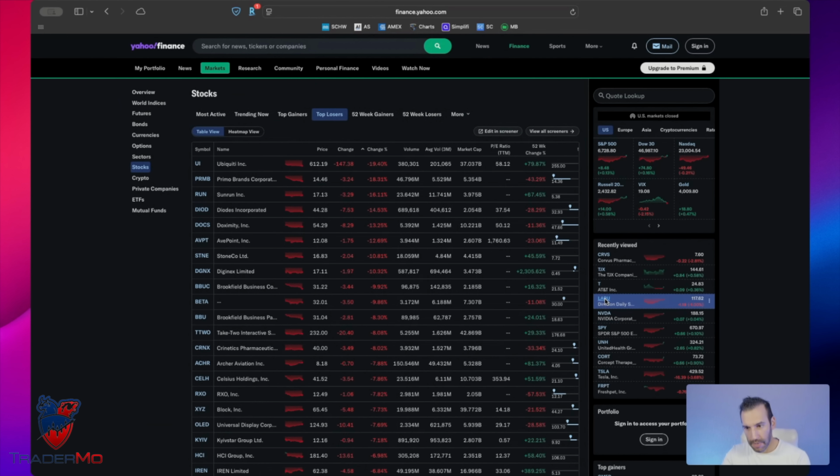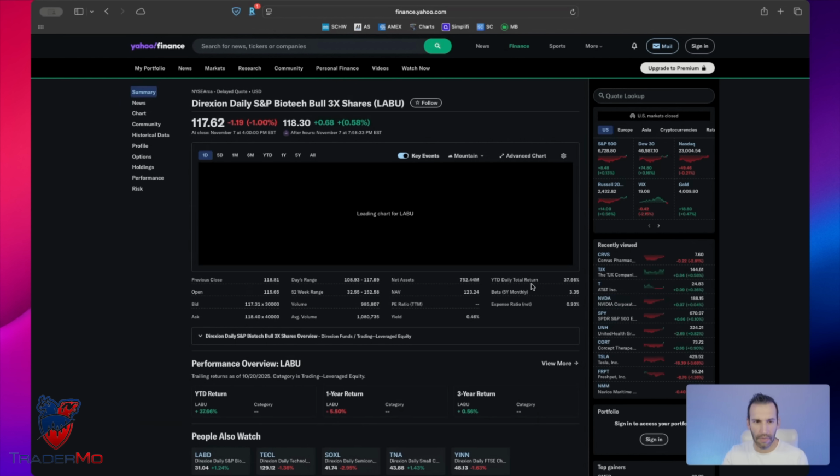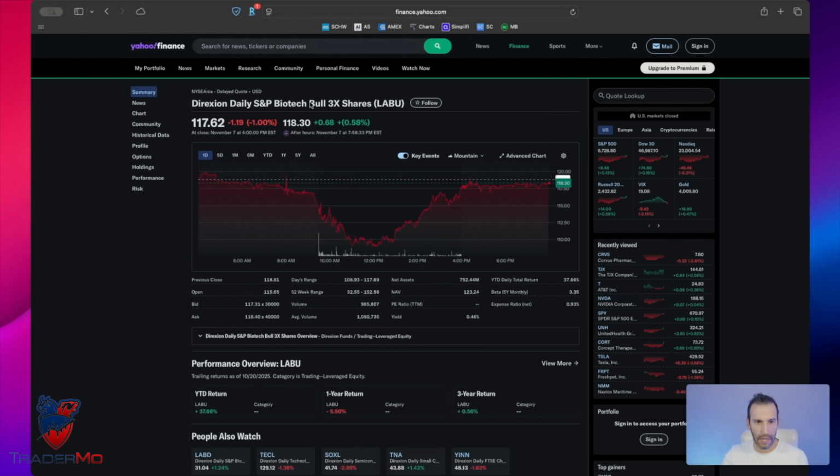Now, I do want to say this. I see LABU right here. This is just an example. This is a stock that I used to consistently day trade every single day. Now, what is it? It's a 3-time levered ETF. What does that mean? It means that the stock moves 3 times as fast as the S&P 500, just a benchmark. And how do we know that? Well, we just come down to beta. Beta is very, very important when it comes to day trading.